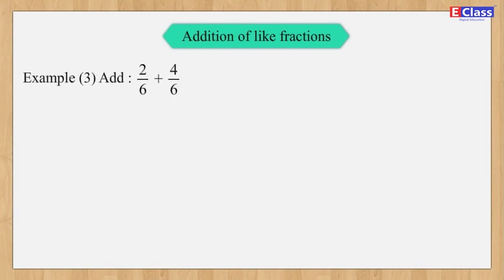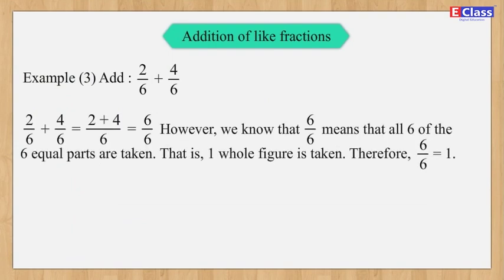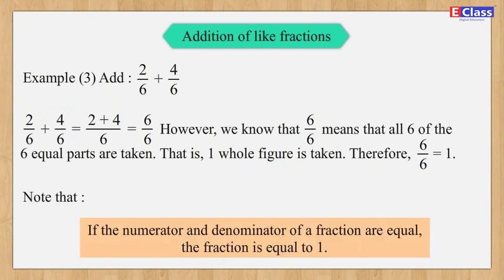Example 3. Add 2 upon 6 plus 4 upon 6. 2 upon 6 plus 4 upon 6 is equal to 2 plus 4 upon 6, which is equal to 6 upon 6. However, we know that 6 upon 6 means that all 6 of the 6 equal parts are taken. That is, one whole figure is taken. Therefore, 6 upon 6 is equal to 1.